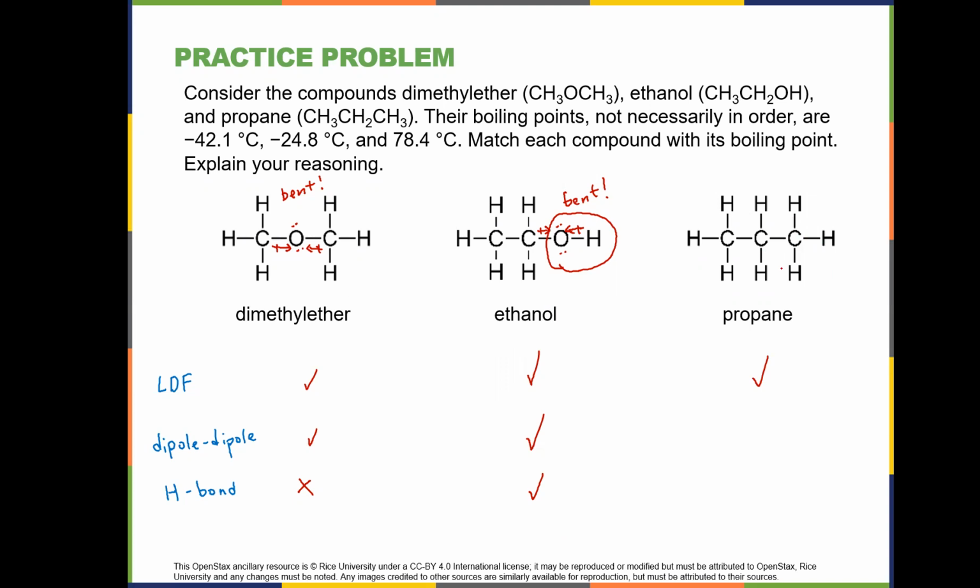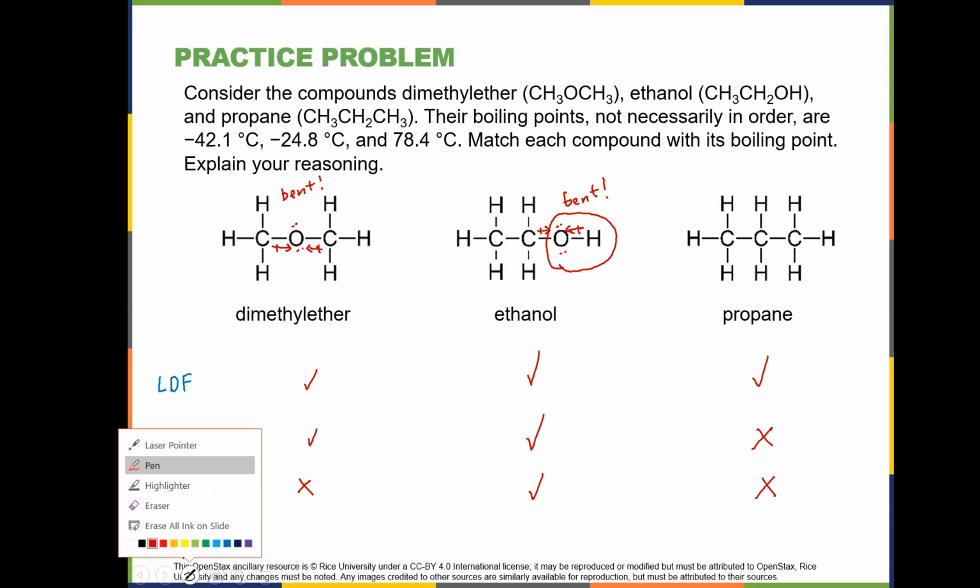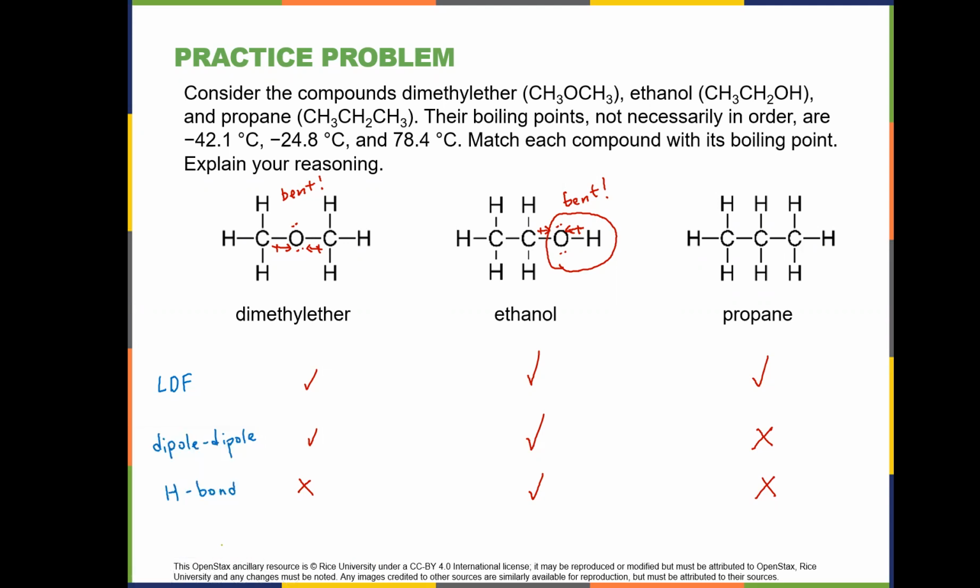For our propane, we do not have any truly polar bonds. Carbon-hydrogen bonds are not very polar. And so we do not have these dipole-dipole forces. Likewise, we have hydrogen, but no oxygen, fluorine, or nitrogen. So we cannot have hydrogen bonding. So this is the list of intermolecular forces present on these types of molecules.